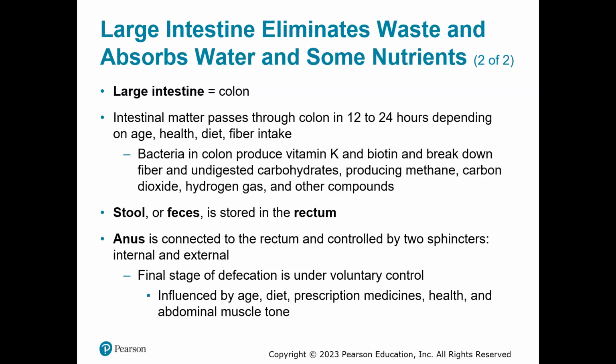Once they pass through the colon, then we move into the rectum. That stool, or the feces, is then stored in the rectum. And then the anus, or the anal canal, is the small little piece that has two sphincters. It has an internal and an external sphincter that allow us to defecate under voluntary conditions, right? So the internal anal sphincter is smooth muscle, which we don't have conscious control over, but the external anal sphincter is skeletal muscle, and it allows us to control when and where we defecate.